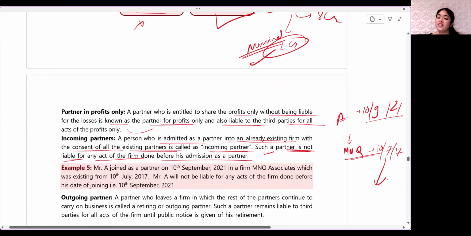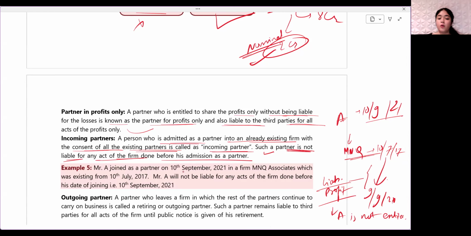From 10th July 2017 to 9th September 2021, whatever liability or profit there will be, A is not entitled to it. A is not going to be a part of it. Okay, A is not going to get any benefits. He is not liable to pay any of the liabilities. Mr. A will not be liable for any acts of the firm done before his joining date, that is 10 September. So before 10 September, that's your 9 September 2021, till that time he is not liable for anything.